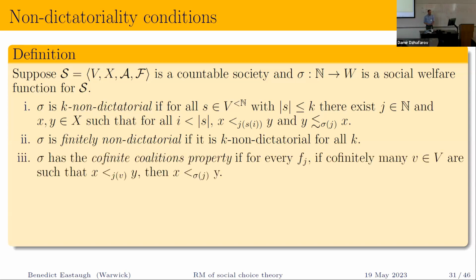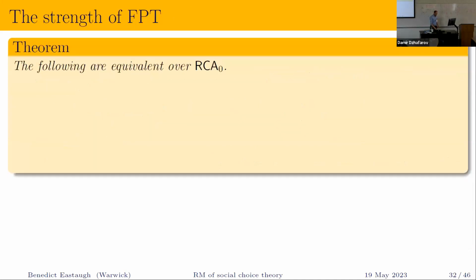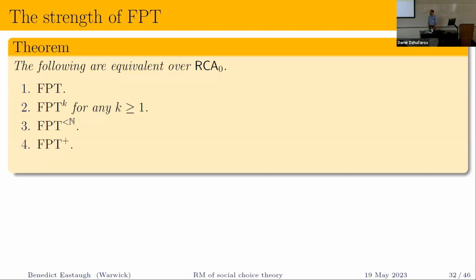And finally, say sigma has the cofinite coalitions property if, whenever you have cofinitely many voters preferring x to y, then the social welfare function also has to prefer x to y. And it's obvious that any social welfare function constructed in the way that Fishburn does it will satisfy this, right? Because it's coming from this ultrafilter. So it's really just a question of whether we get anything different. And in some sense, unfortunately, the answer is no. So consider FPT_k, FPT_<ω and FPT+ to be FPT, but replacing non-dictatoriality with these three conditions. And then the following are equivalent over RCA0: FPT, FPT_k for any fixed k, FPT_<ω, and FPT+. So these are all equivalent.